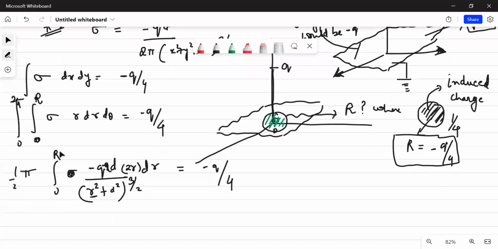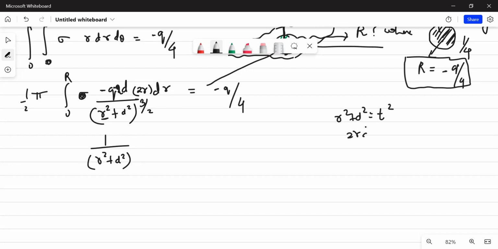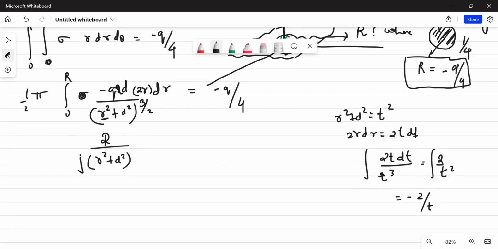So overall, one can see that this integration is equivalent to writing 1 upon r square plus d square. Let r square plus d square be equal to t square. So this is 2r dr would be 2t dt. So this integration would be 2t dt divided by t cube. So this is 2 upon t square, whose integration is minus 2 upon t. What is t? This is this.